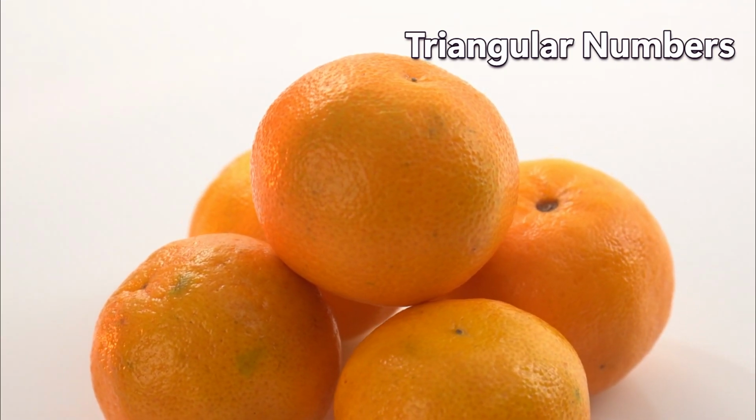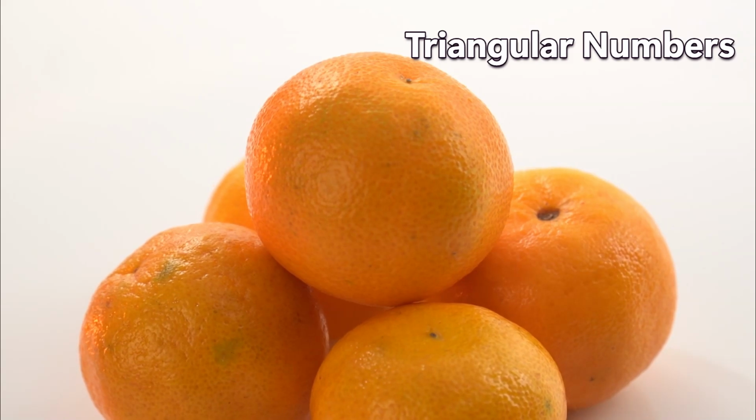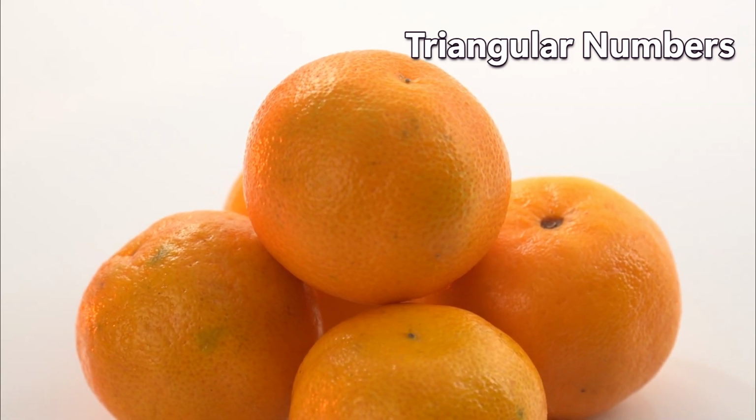Triangular sequences form triangles. Picture stacking oranges. 1 on top, 2 below, then 3. Add them up. 1 plus 2 plus 3 is equal to 6. That's a triangular number.